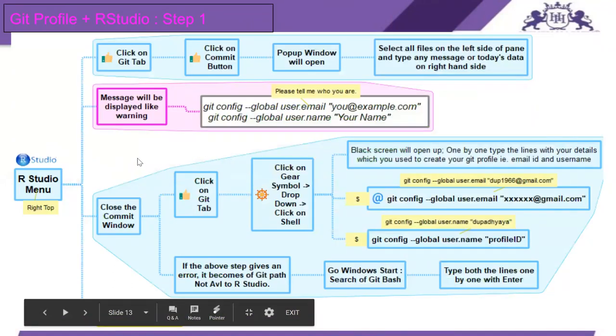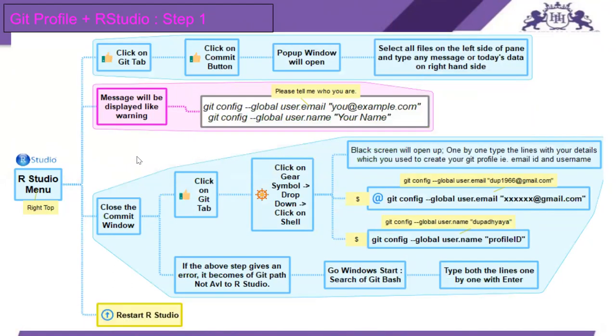Then go to the RStudio menu. You will find a Git tab on the right hand side. Click on the commit button. A pop-up will open up. Select all files which have been marked yellow. When you have selected this, type a small message. It could be a small character or it could be today's date, and press the commit button.